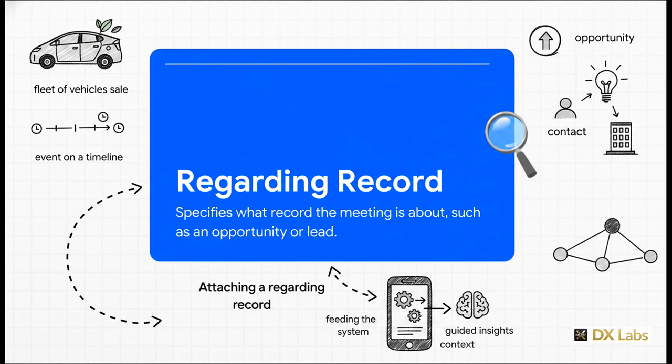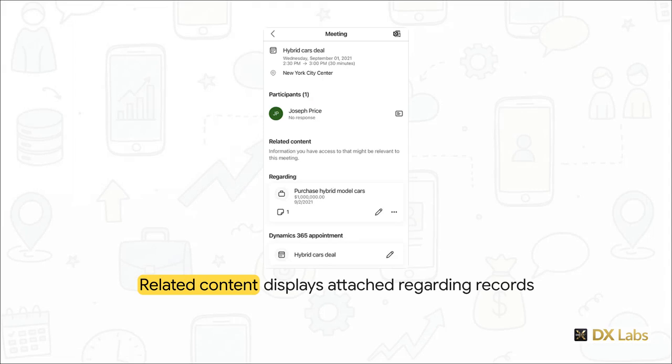Think about pitching a fleet of hybrid cars. The meeting is just a time slot, but when you attach the hybrid car opportunity as the regarding record, you structure the data. This is the exact foundation that allows Copilot in Sales to understand context and actually generate guided insights for you.